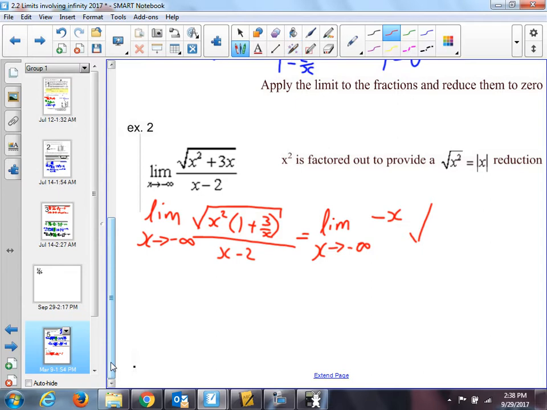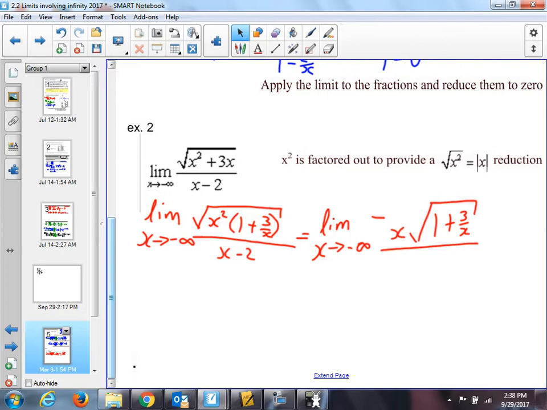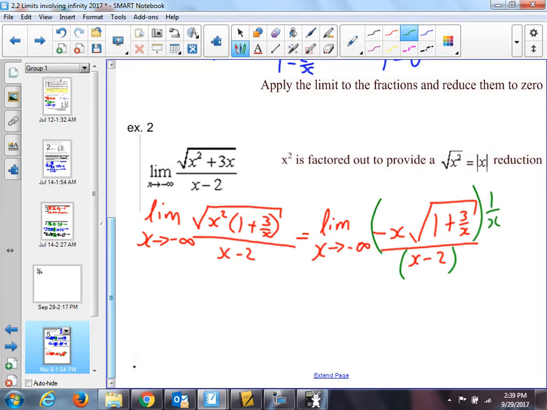Now, the rest of the stuff, 1 plus 3 over x. Let's move this down here. There, we grab that. X minus 2. Now this time, this is the way we should have considered it before. I was trying to do too much at once. 1 over x. 1 over x.